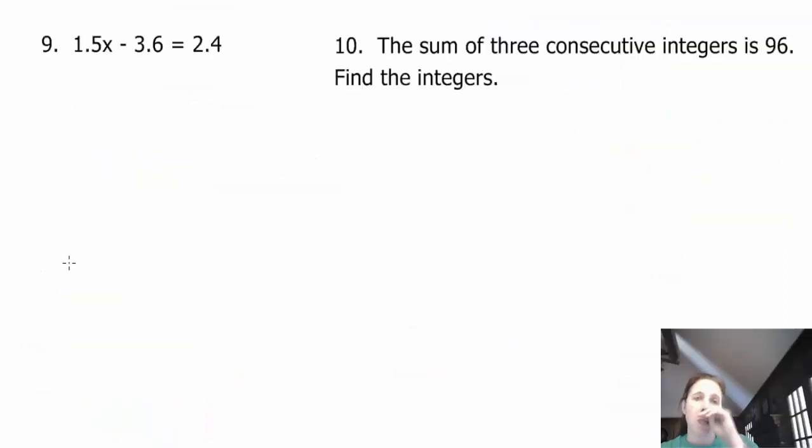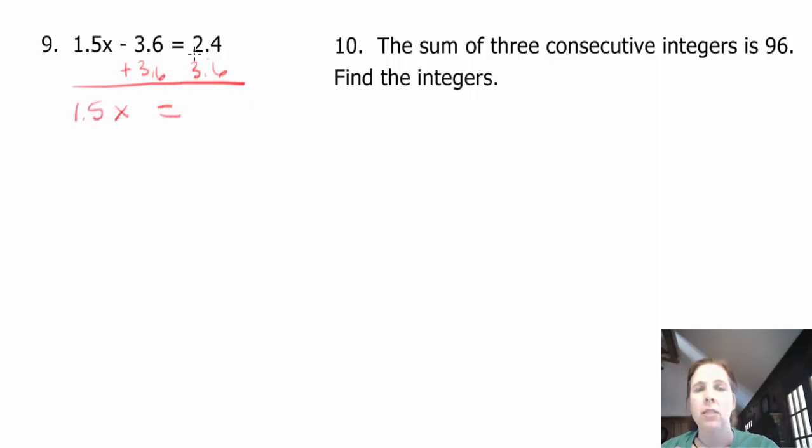Okay, 2 more. This is a decimal. We didn't do a lot of decimals just because I know you know how to deal with decimals. 1.5x minus 3.6 equals 2.4. Again, you don't change anything. You're trying to isolate this variable, so you're going to add 3.6. What you do to one side, you do to the other. 1.5x equals, and since they're both positive, you just add it up. It's going to be 6 or 6.0, however you want to look at it.